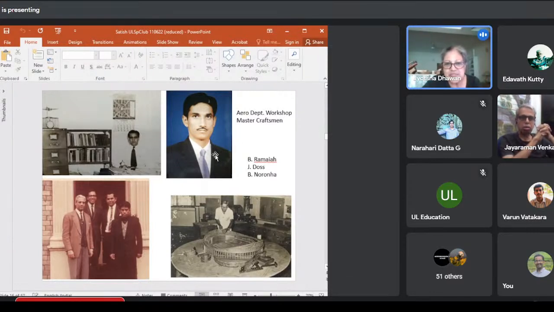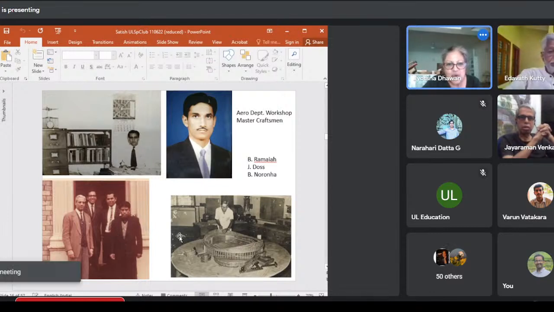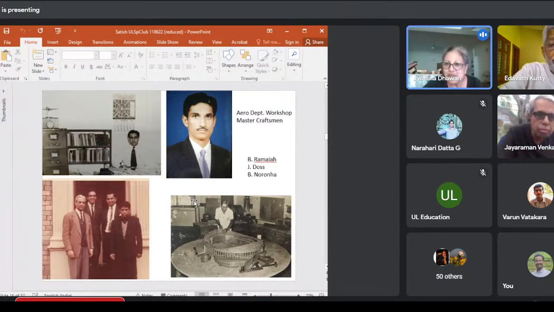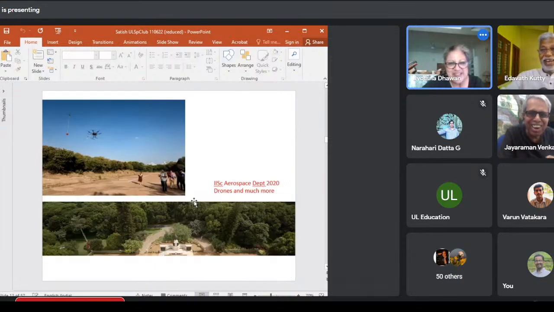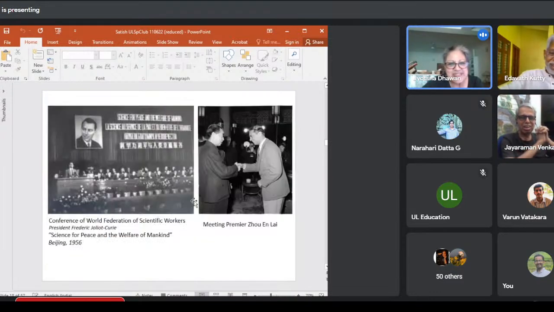Here I'm showing you a picture of Mr. B. Ramaiah and Mr. J. Doss, who were his partners in building purpose-built instruments to measure elements of airflow that he wanted to understand. I should tell you, my father, despite spending so many years in Bangalore, never managed to master the language of Kannada. But the one word that he loved using was the word garagasa, which means saw, because he used to love doing carpentry. So, just pictures of the aerospace department.